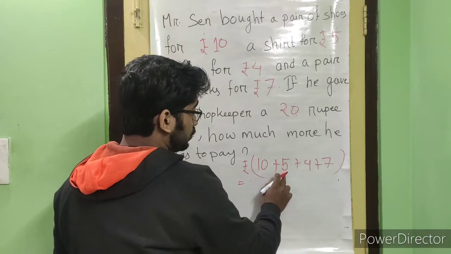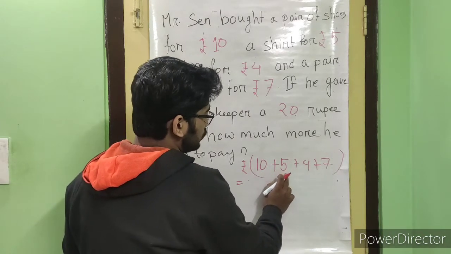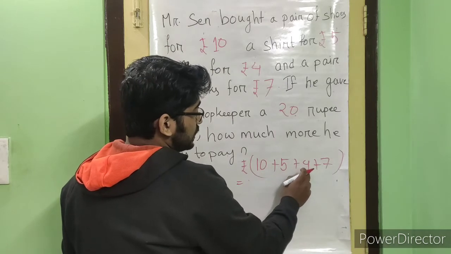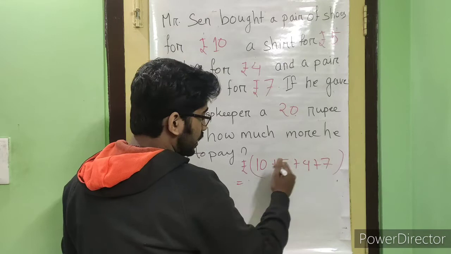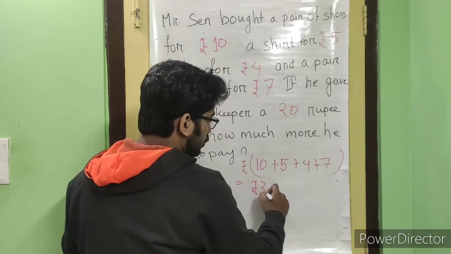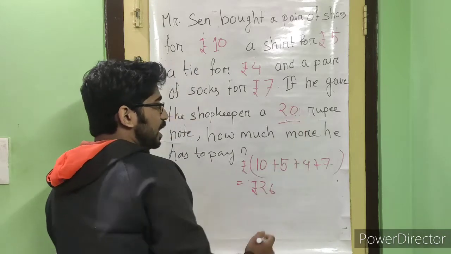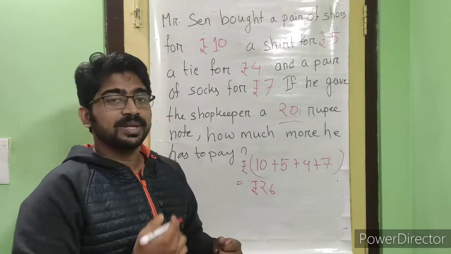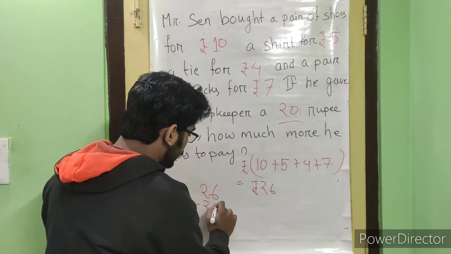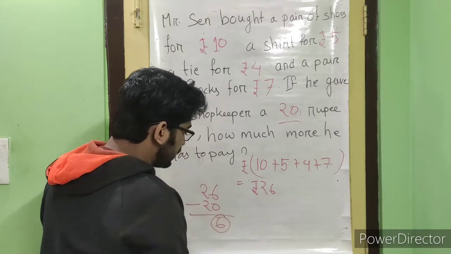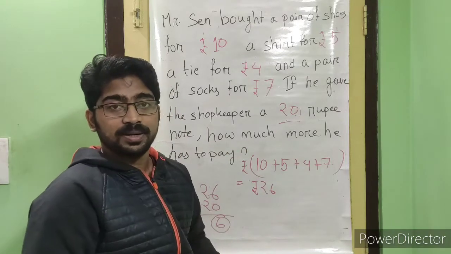10 plus 5 equals 15, 16, 17, 18, 19, see, 20 completed, and 26. And he gave rupees 20. That means how much less from the need? 26 minus 20. That means this extra money Mr. Sen needs to pay to the shopkeeper.